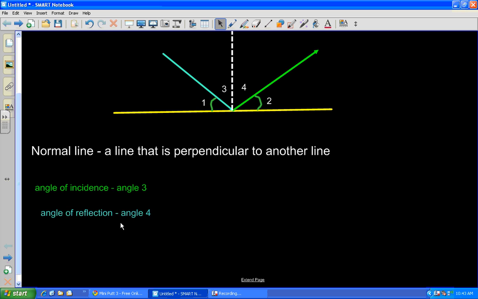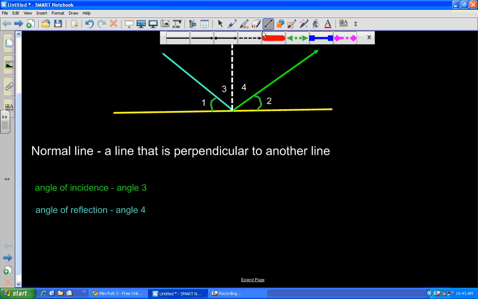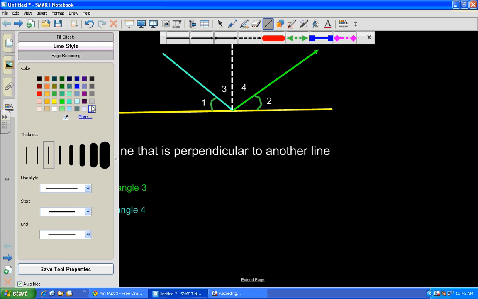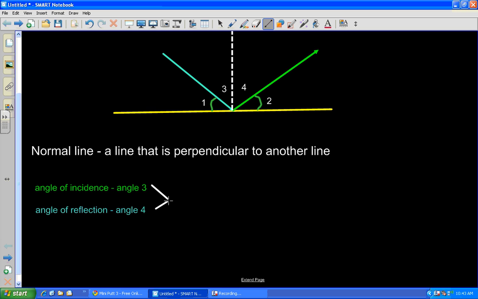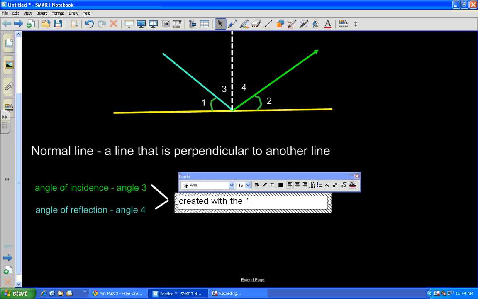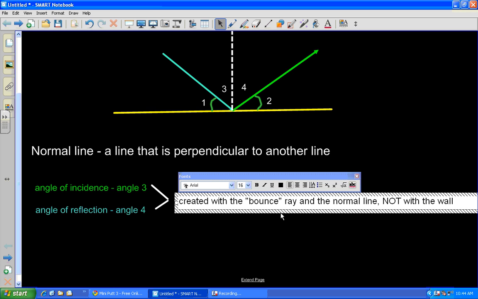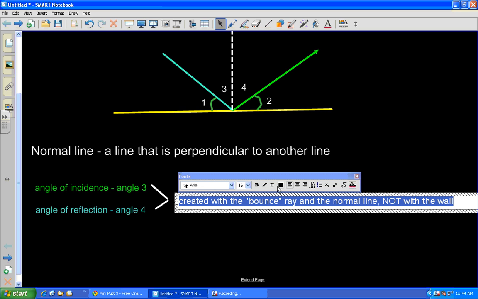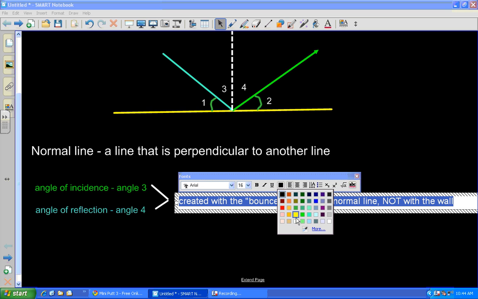Okay? So both of these, both your angle of incidence and angle of reflection, and get the little symbol here for you, both of those are created with the bounce ray, as I'm going to call it. Like I said, I'm not going to use your official mathematical terms, but created with the bounce ray and the normal line. Not with the wall.